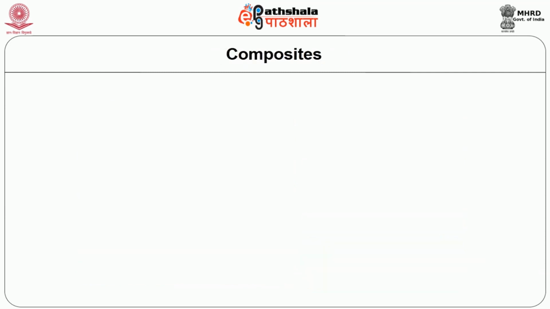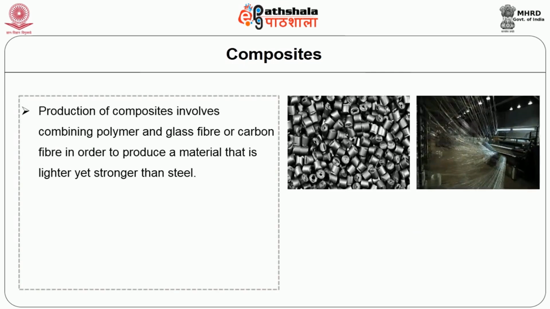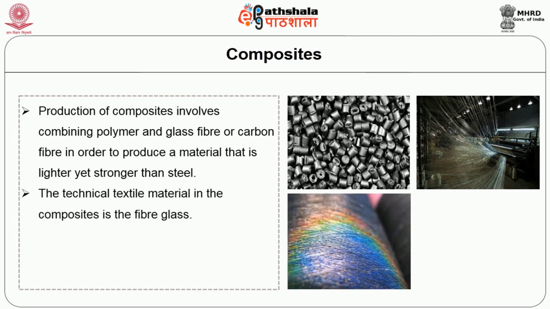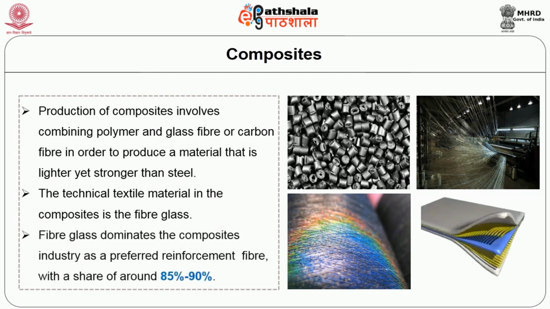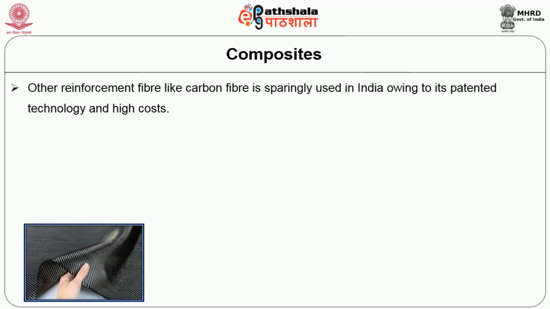Next, we shall see about the composites. Production of composites involves combining polyester and glass fiber or carbon fiber in order to produce a material that is lighter yet stronger than steel. The technical textile material in composites is fiberglass. Fiberglass dominates the composite industry as a preferred reinforcement fiber with a share of 85 to 90%. Other reinforcement fibers like carbon fiber are poorly used in India owing to patent technology and high cost.